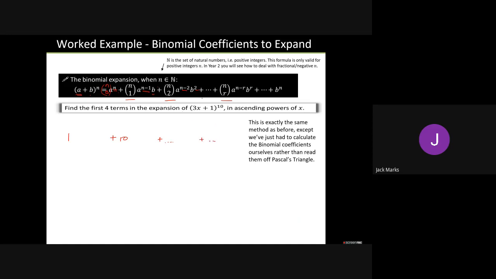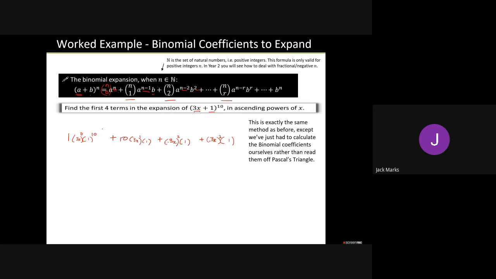As before, I have my 2 different pieces, and I write them in ascending powers of x. So 3x and 1, 3x and 1. It said the first 4 terms, in ascending powers. So I'm going to give all of the power to the non-x part to start with, and then I'm going to build up. And then what will this be?